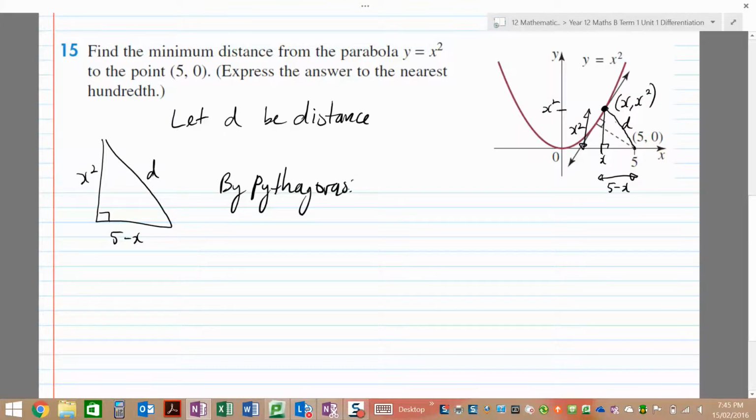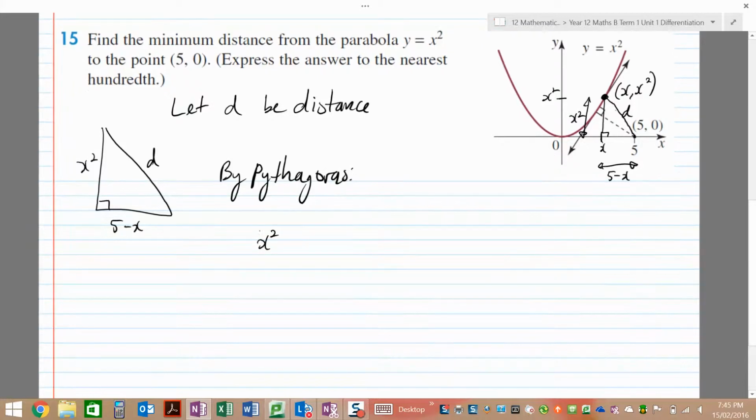Pythagoras: x squared plus (5 minus x) squared equals d squared. Probably wanted to write that the other way around, so I've got d on the right hand side, just so I don't scare anyone.